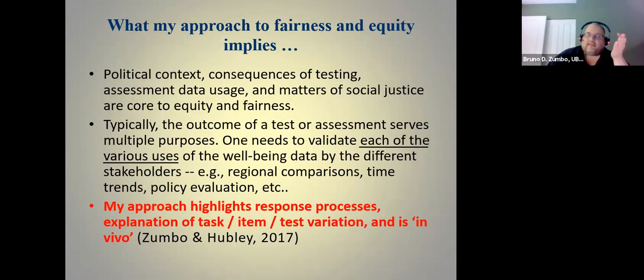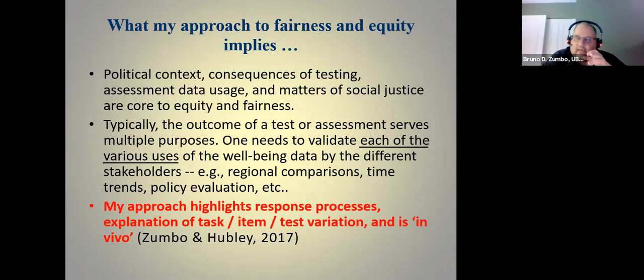What does my approach to fairness and equity imply? Well, now there's a political context: consequences of testing, assessment data usage, and matters of social justice are at the core of my view, and have been since about 2005, 2007. You can see the beginnings of it earlier, in the late 1990s, but more formally and loudly in that early work. So matters of social justice, equity and fairness, consequences, political context, and data usage are all connected to equity and fairness.